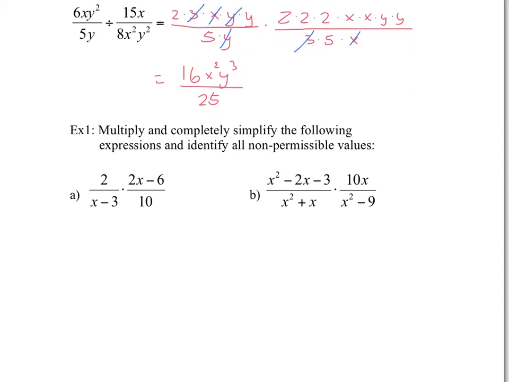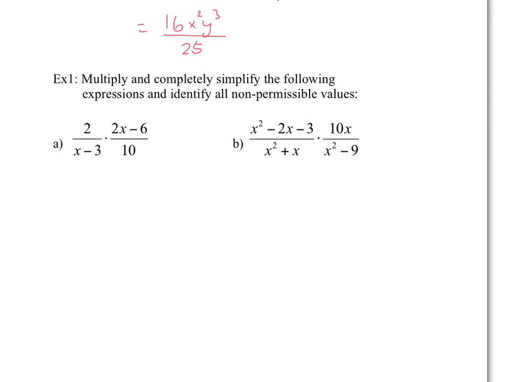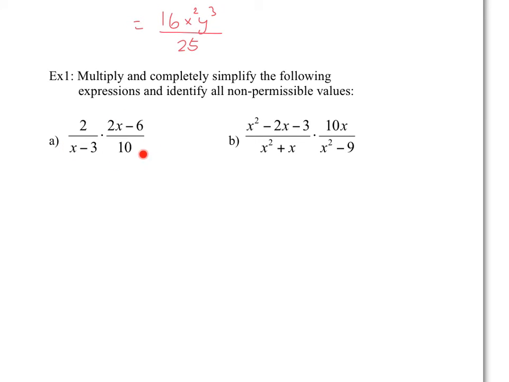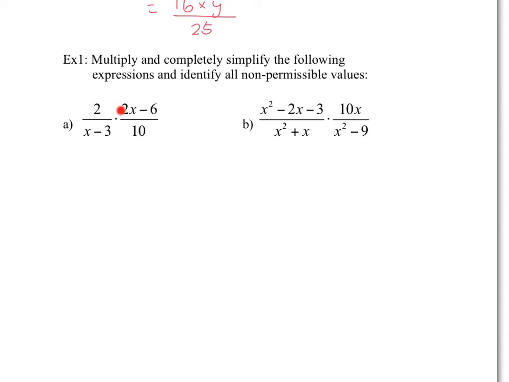Now let's apply that to multiplying rational expressions. What I would recommend you do first is completely factor everything, just like we did here where I completely wrote it in terms of factors. I'm going to do the same thing over here. Notice that I can factor a common factor of 2 there. So what I'm left with is 2 over x minus 3 times 2 times x minus 3, and this is all divided by 10. If you want to write 10 in terms of 2 times 5, you can. That is your choice. Before I keep going anywhere, I'm going to find the non-permissible values.